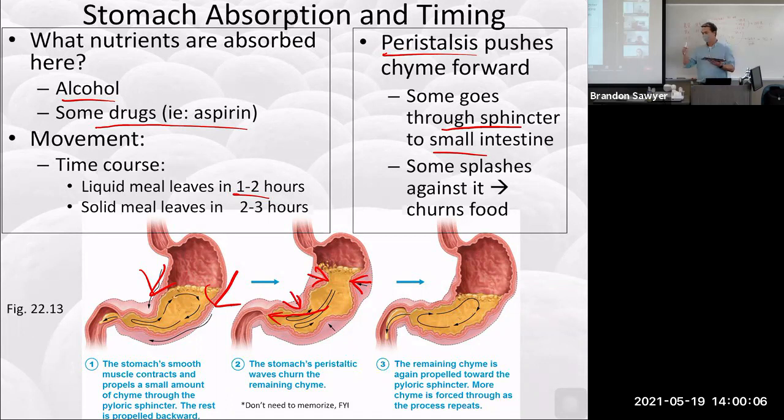And then it does it again. It churns it around again, sends it towards the sphincter again, leaves it open for just a second so some of it can pass through, but then closes it. The rest of it gets churned up. And that's the process. That's why we feel our stomach rumbling after we eat a meal, because it really is stuff rumbling around in there. So, yeah. Any questions on that?